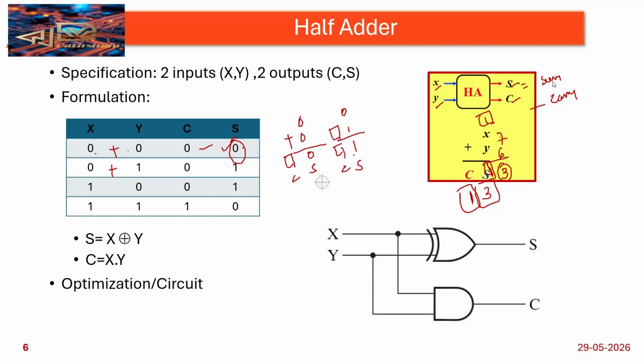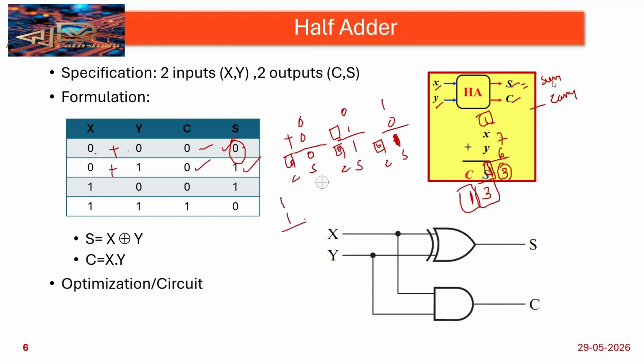The carry is not generated here, so sum is 1, carry is 0. And then 1 plus 0 means sum is again 1, and there is no carry here. Carry will be 0 again. There is no carry in all these three cases.